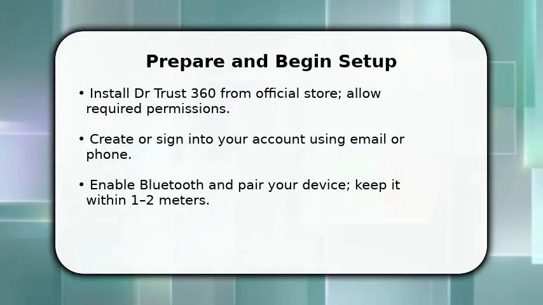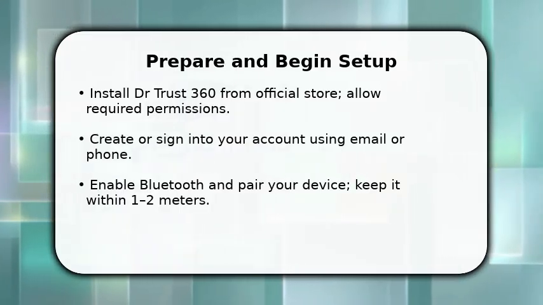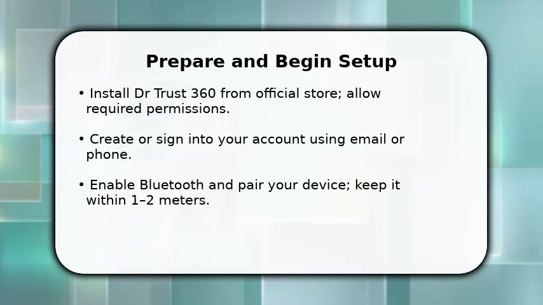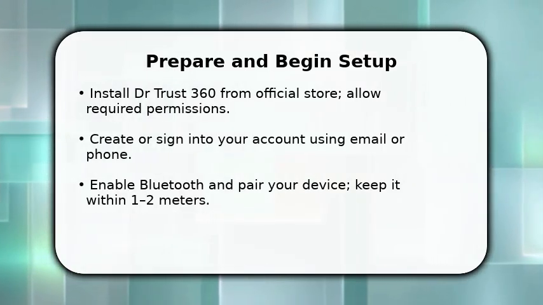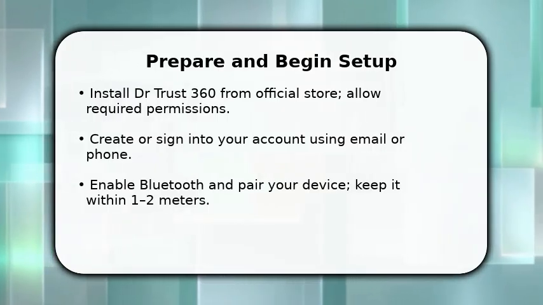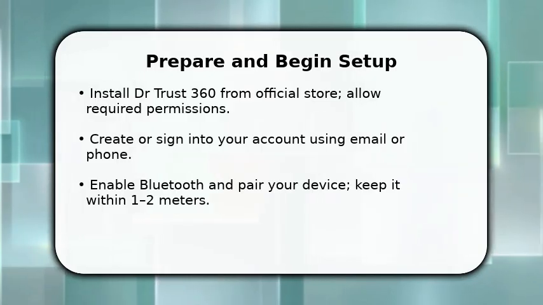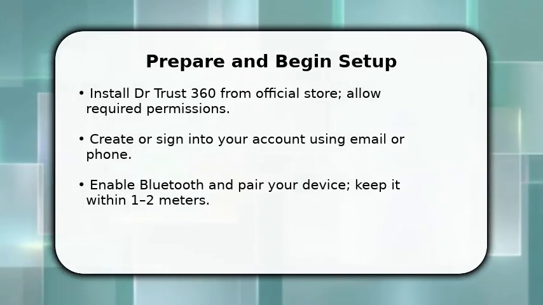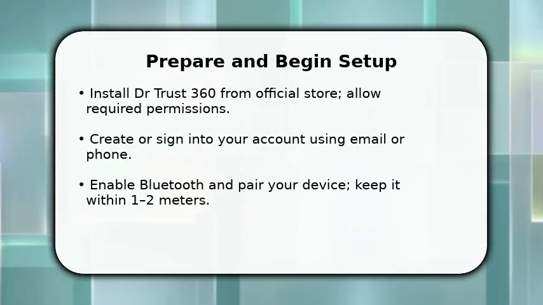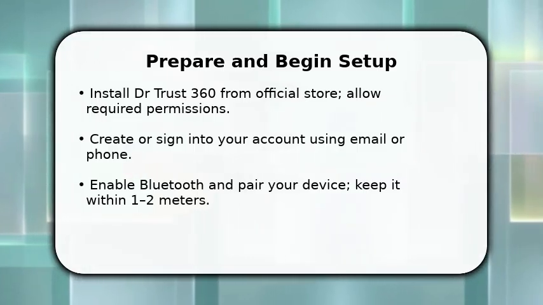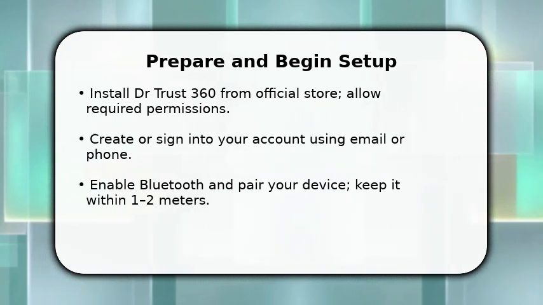You start by installing Dr. Trust 360 and granting permissions so the app can access sensors and notifications. Once done, create or sign into your account with email or phone. This links your data to the cloud. Make sure Bluetooth is on and pair your monitor within 1 to 2 meters for reliable transfer. You'll see prompts, follow them in order. This first step is essential because it establishes device trust and ensures the app can collect accurate readings automatically.